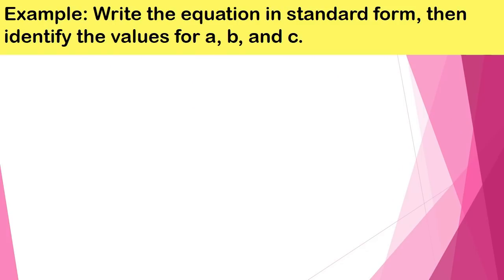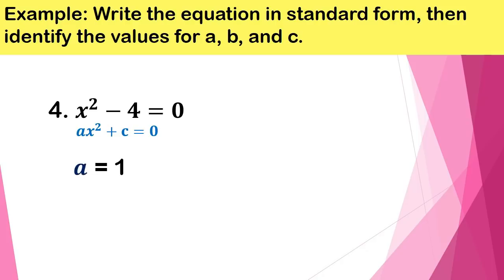Now let's continue. Example number 4. So I have here x squared minus 4 equals 0. So this is in a standard form of ax squared plus c equals 0. Now let's identify the values for a, b, and c.